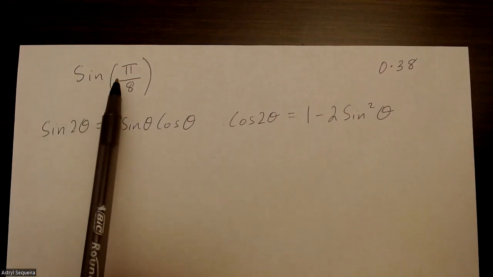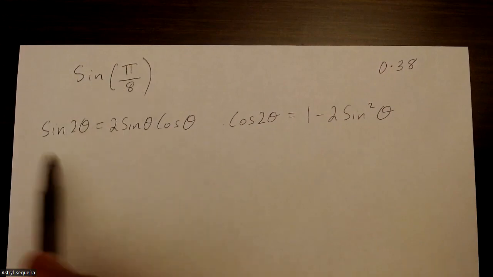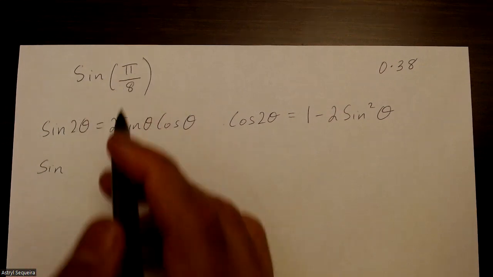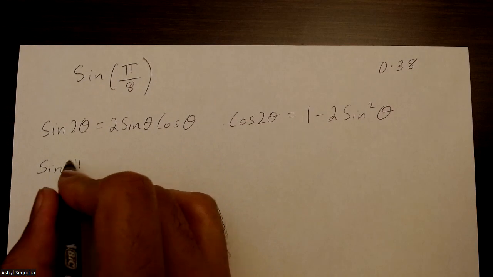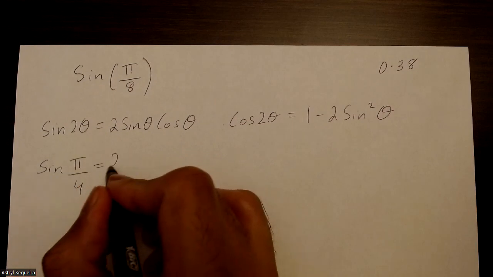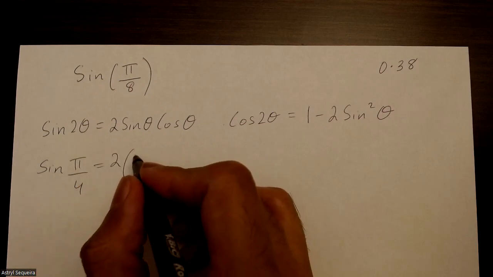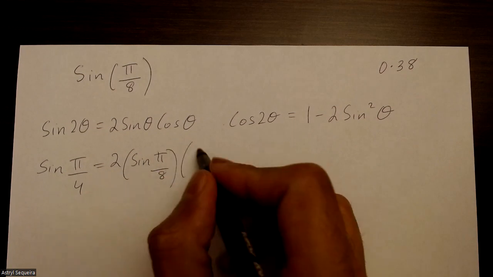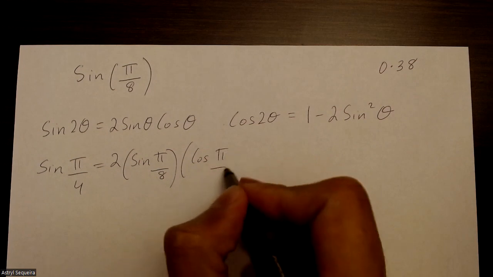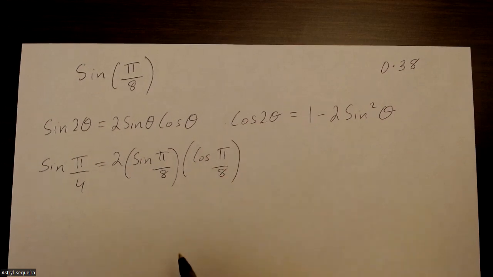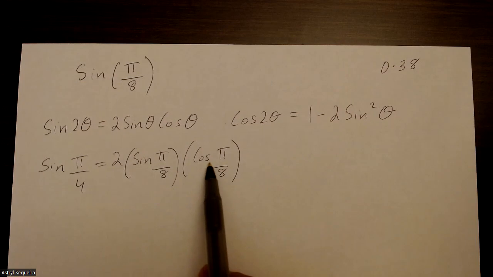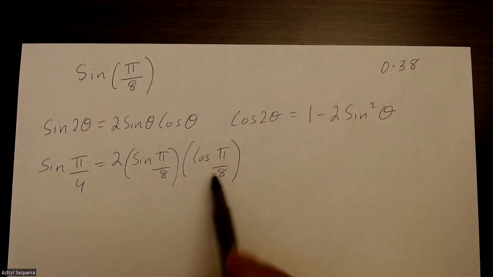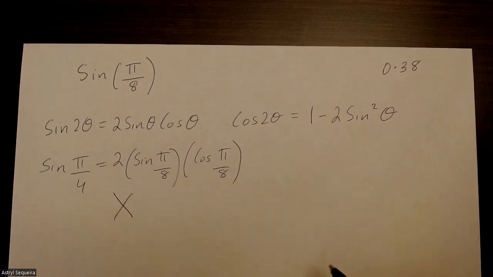If I were to rewrite these using pi over 8, it would be sine of 2 times theta. So 2 times pi over 8 is just pi over 4, equals 2 sine pi over 8 cos pi over 8. The problem with this one here is that I cannot do cos of pi over 8. That won't give me an exact value. So I cannot use this equation over here.